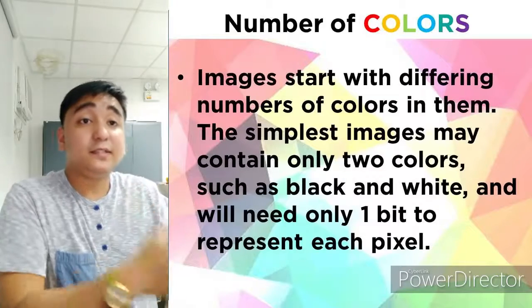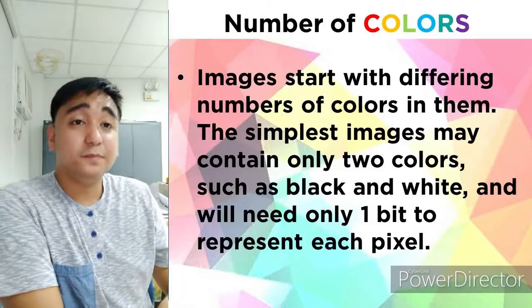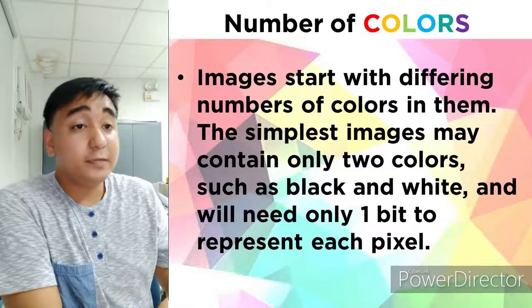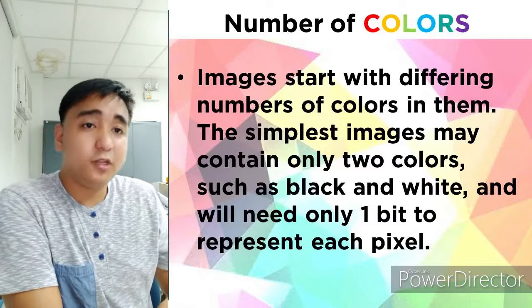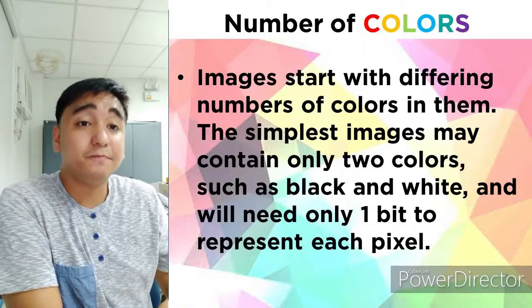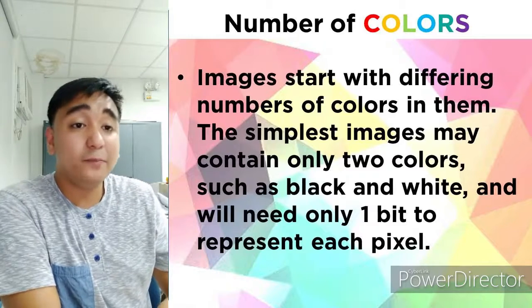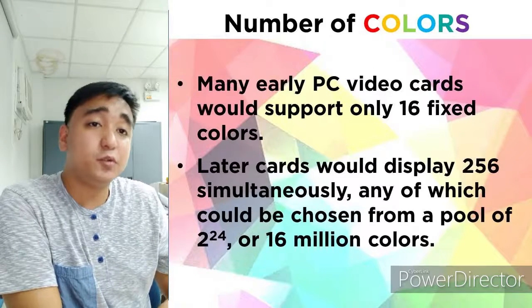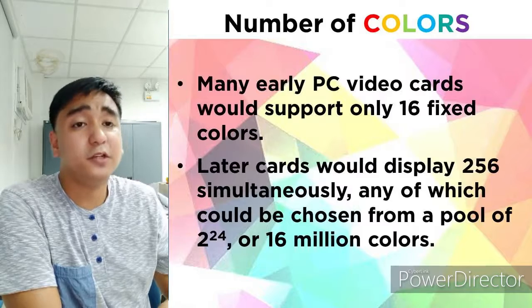Now, let us discuss the number of colors. Images start with differing numbers of colors in them. The simplest images may contain only two colors, such as black and white, and it only needs one bit to represent each pixel. Many early PC video cards would support only 16 fixed colors.